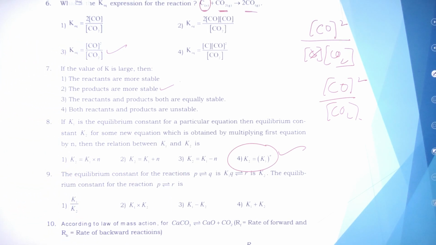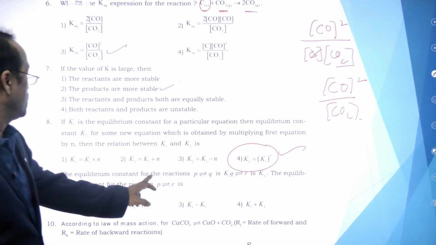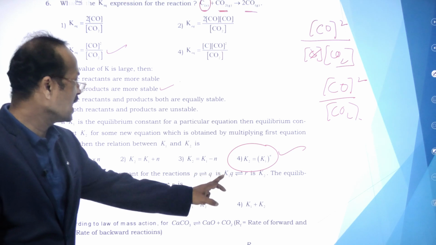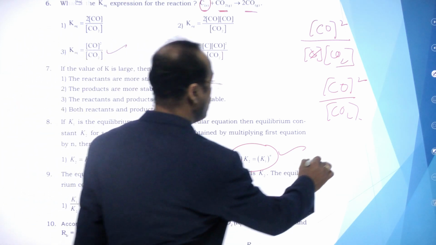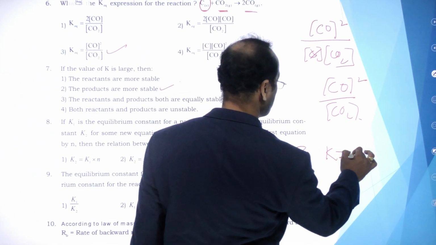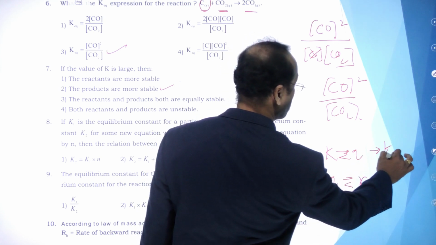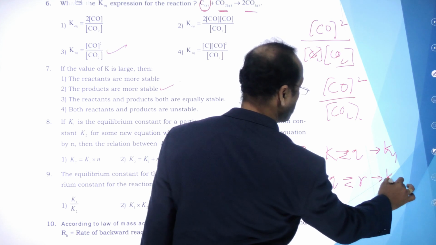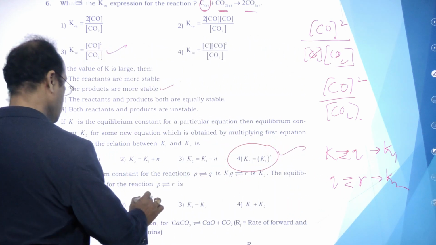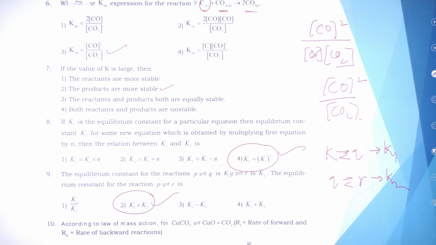Next, the equilibrium constant of the reaction P gives rise to Q is K1, and Q gives rise to R is K2. One reaction gives rise to Q, and the Q gives rise to R. So the answer is K1 into K2. This is the right answer.